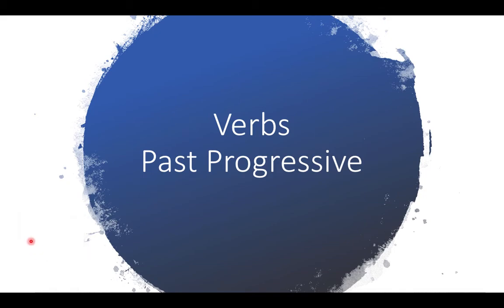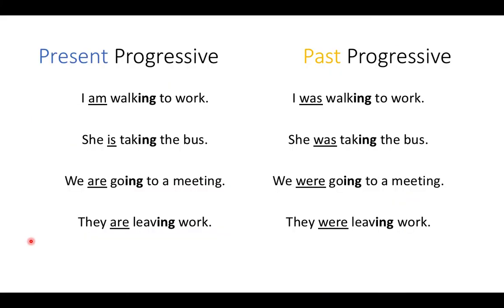Okay, students, so today we're going to be talking about verbs in past progressive tense. So we've talked about present progressive before, when we put the ing at the end of a verb and we put a to be verb before the verb that we're talking about to make present progressive, which means it's something that's happening right now, right? I am walking to work. So that's present progressive. Past progressive would say I was walking to work.